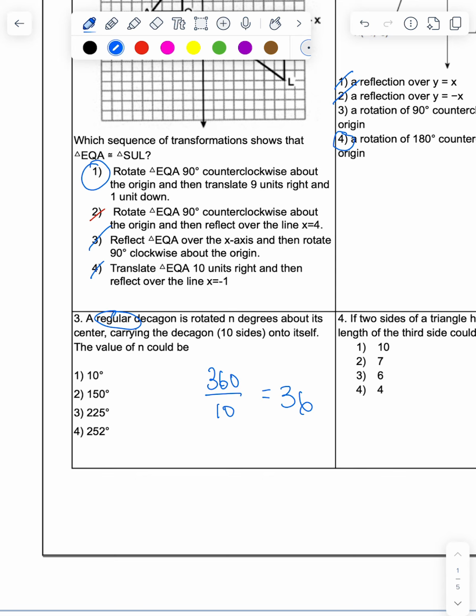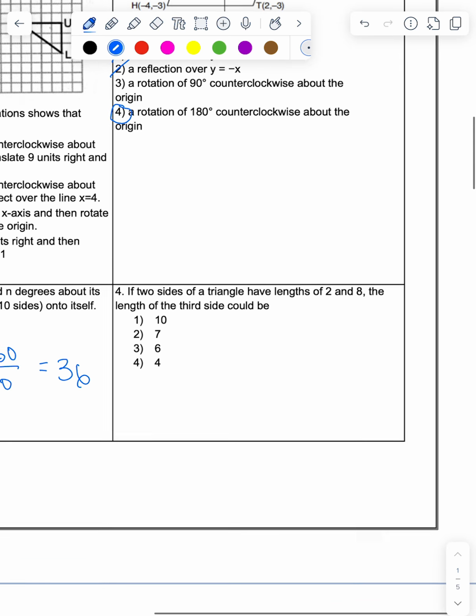So I'm going to take my calculator. I'll do 150 divided by 36. Now that does not work out evenly, so it's not answer choice number 2, and it can't be answer choice number 1. 225 divided by 36. Nope. Gives me a decimal. And then finally 252 divided by 36, and it works out to be a whole number. So 252 is a multiple of 36, so that will work.